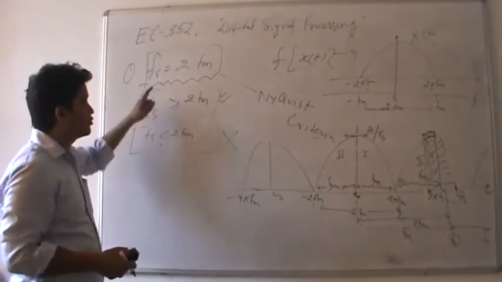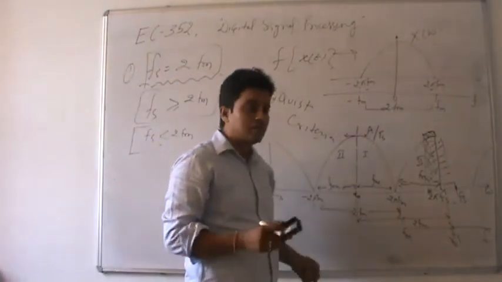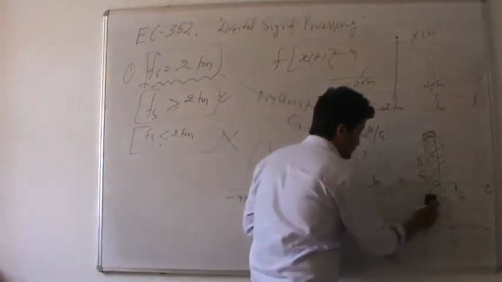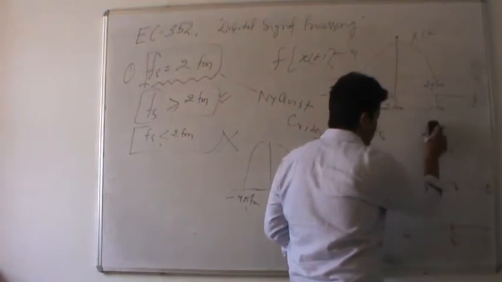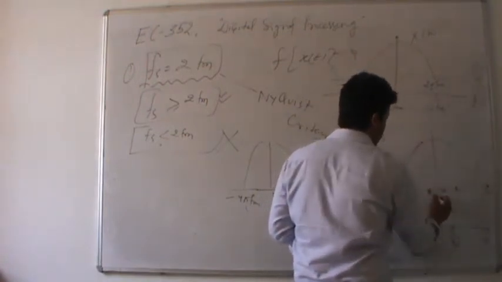Now you see, to get the original signal from this position, we need sharp filters. Means what? Let me make it clear, more visible. Okay.